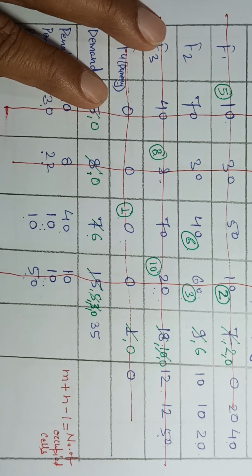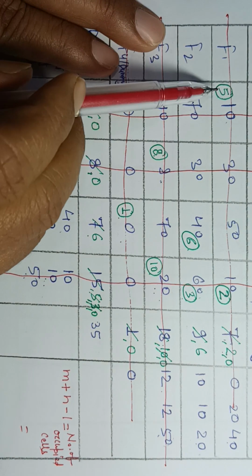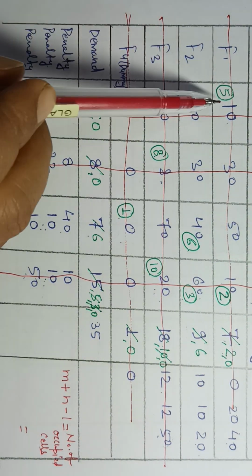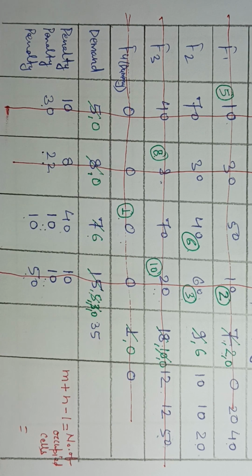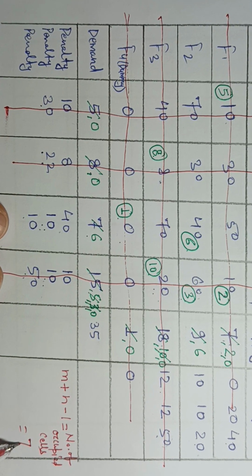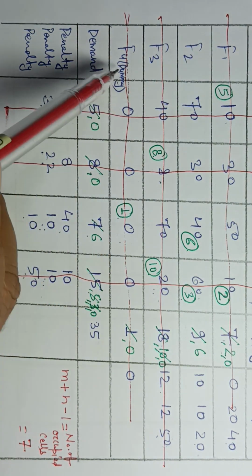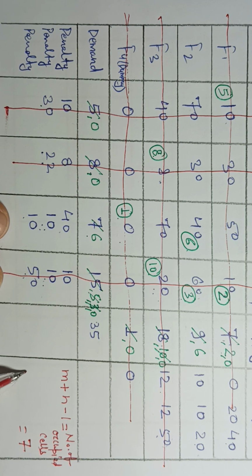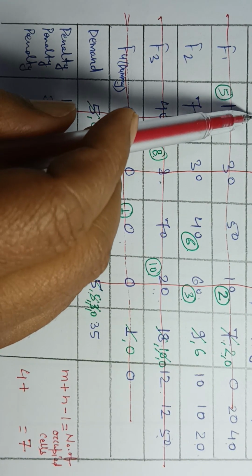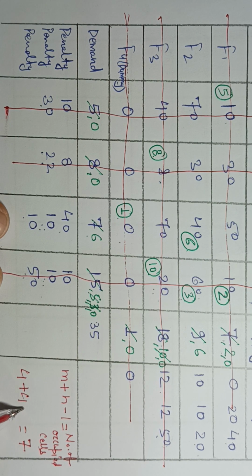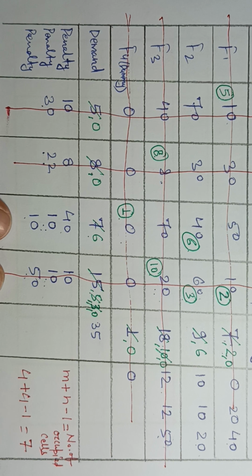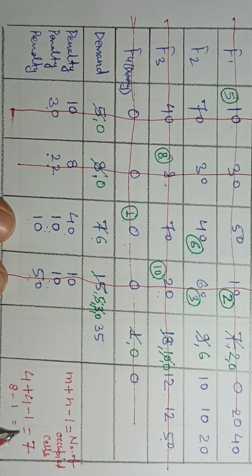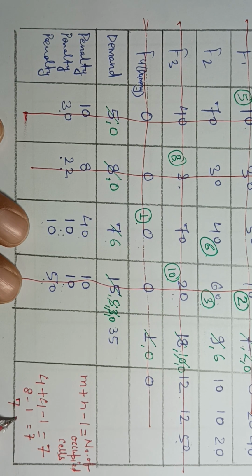Here we have the number of occupied cells equal to, see here, count 1, 2, 3, 4, 5, 6, 7. So the number of occupied cells is 7. And here m means total number of rows. So total number of rows is 1, 2, 3, 4. Total number of rows 4 plus total number of columns, n denotes total number of columns. So total number of columns 4 minus 1. So this will be 8 minus 1 equal to 7. So here we are getting 7 equal to 7.